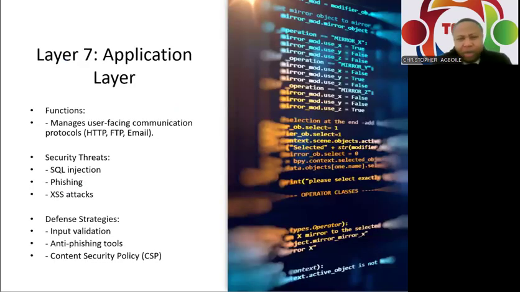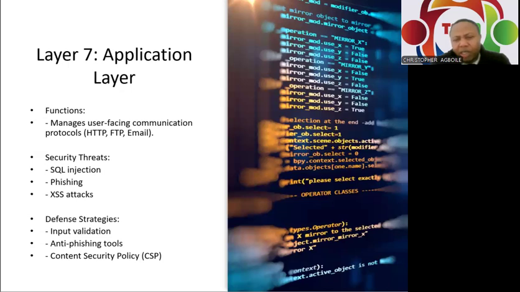Then we'll talk about the last layer, which is the application layer. The presentation layer is the one that packages and delivers to the application layer. Now, the application layer is the interface with users' applications to facilitate communication over the network. You have protocols like HTTP, FTP, SMTP, DNS, and more happening at this level.